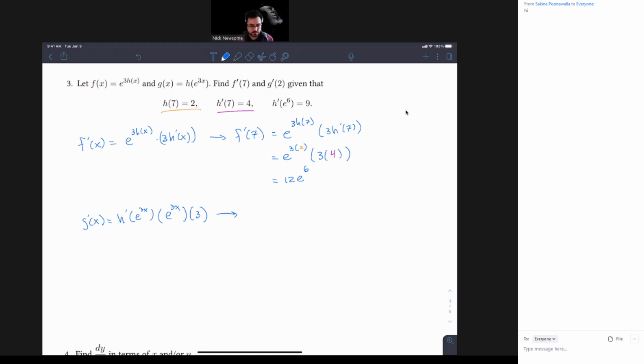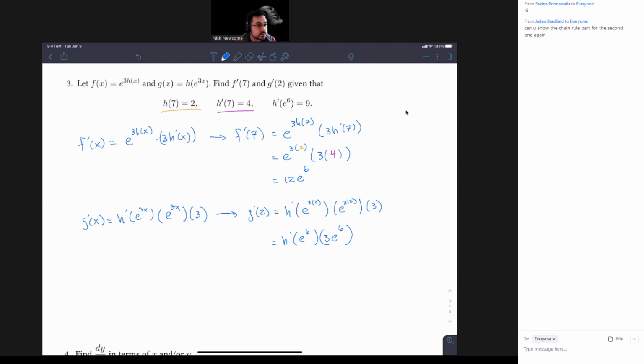Now I need to figure out what g prime of 2 is. And so I just plug in 2 everywhere. And I get h prime of e to the 6th multiplied by 3e to the 6th. So I need to know what h prime of e to the 6th is.